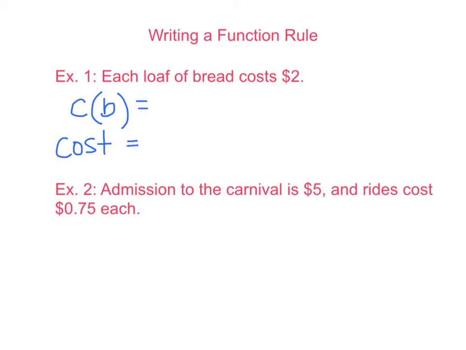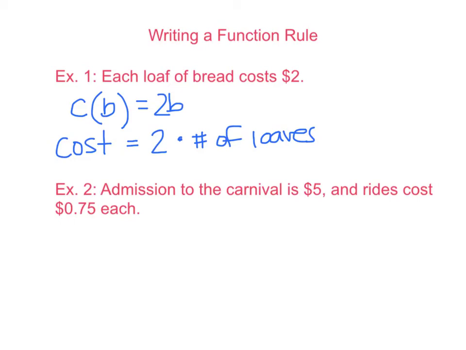Okay, and C of B is going to represent the cost of the bread. And basically all you do is set it up like an equation. So what do you do to find the cost of the bread? It's 2 times the number of loaves. And in this case, we're going to use B to represent the number of loaves, 2B. So you might have C equals 2B if it was an equation, but being a function, we write it C of B. Okay, and you could easily have used f of x as well. It really doesn't matter. I just like to use variables that match what's in the problem.